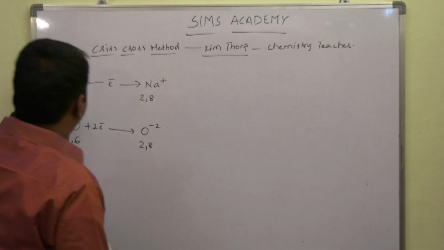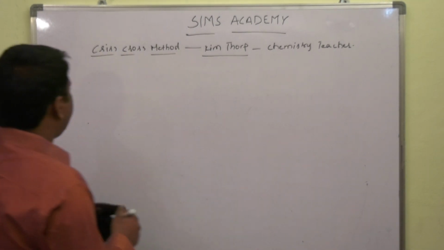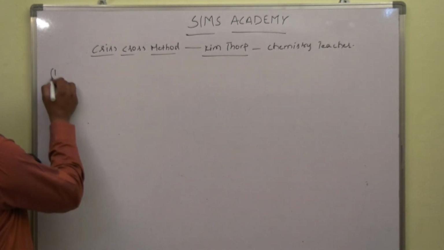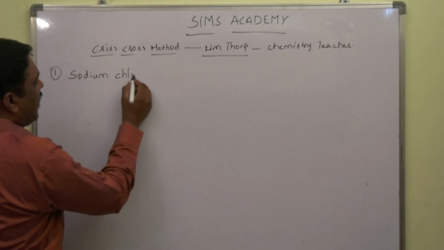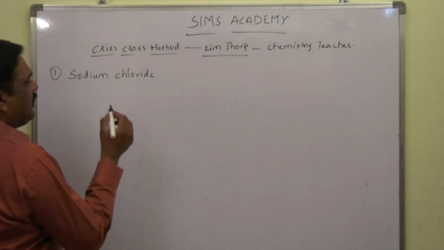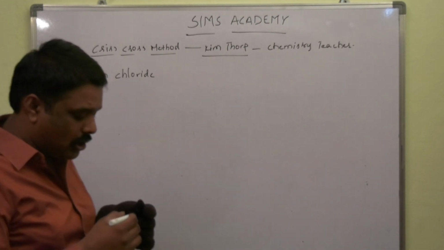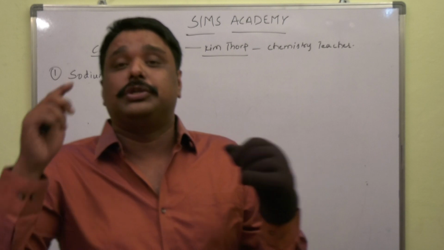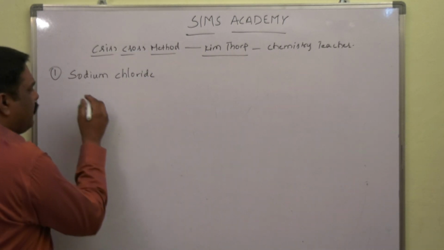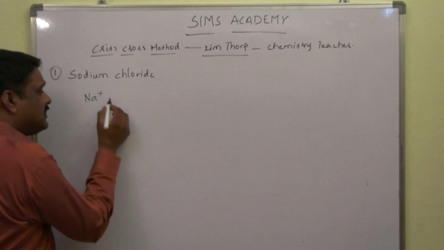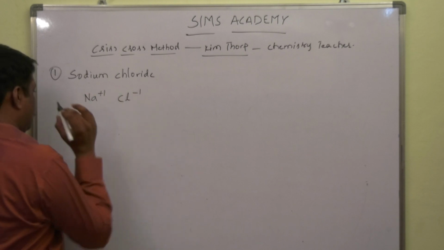Okay, let us write. Let us start with sodium itself. As we know, the basic formula is sodium chloride. Sodium chloride is a combination of sodium ion and chloride ion. Sodium ion is Na plus, chloride is Cl minus. It is plus 1, it is minus 1.